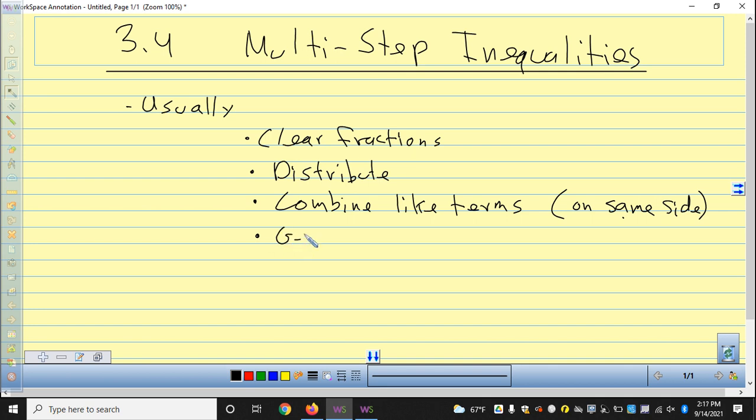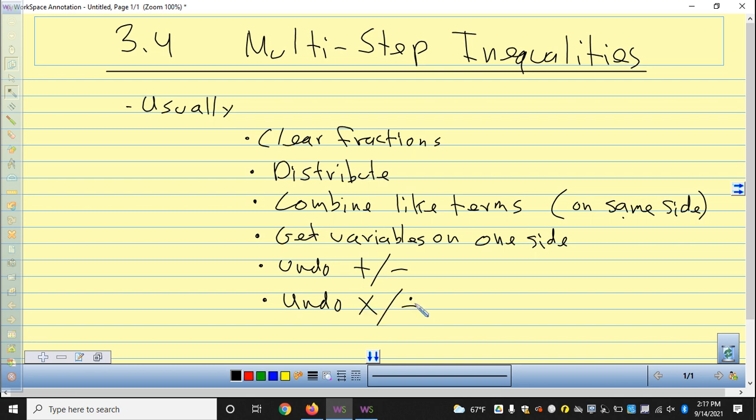Then we want to get variable on one side. One side of the equation or one side of the inequality. We want to get all the x's together on one side. Then we're going to undo addition and subtraction. And then finally, we want to undo multiplication and division.